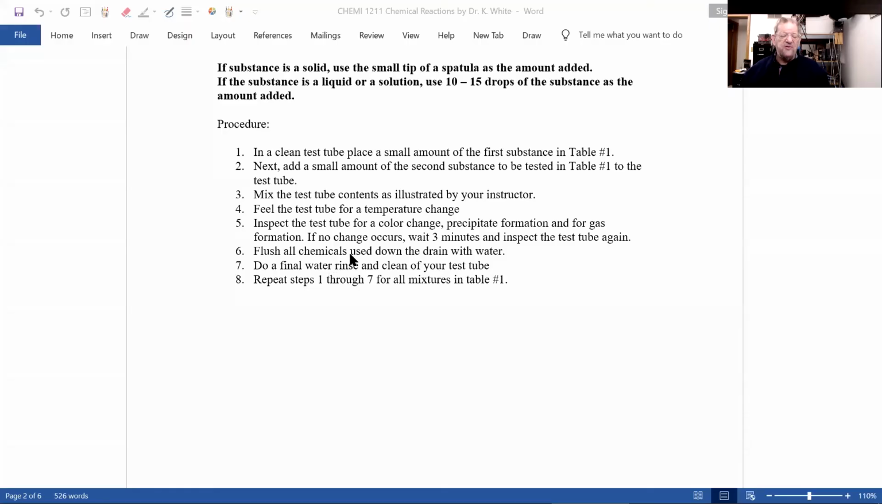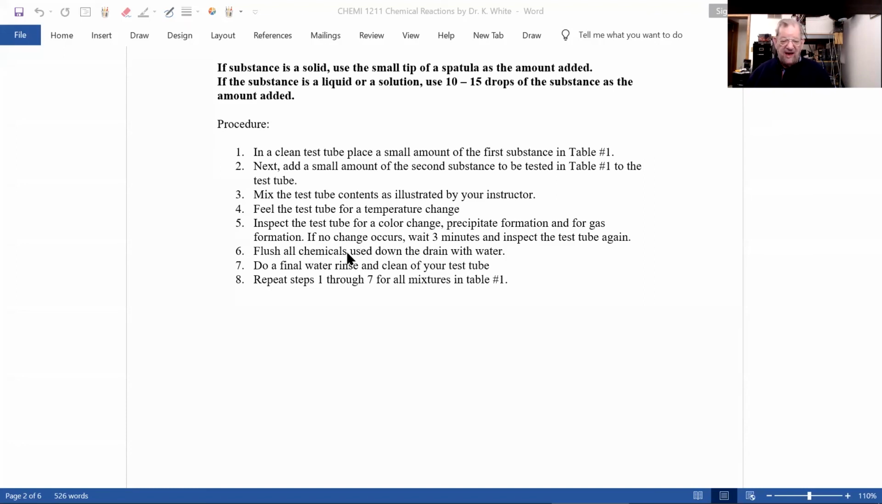Now, what you'll do is inspect the test tube. First of all, you'll feel it. Is there a temperature change? Does it get hot or cold? Then you look, is there a color change, a precipitate, a solid form, or gas formation, bubbles? If no change occurs, wait a couple minutes and check it again.